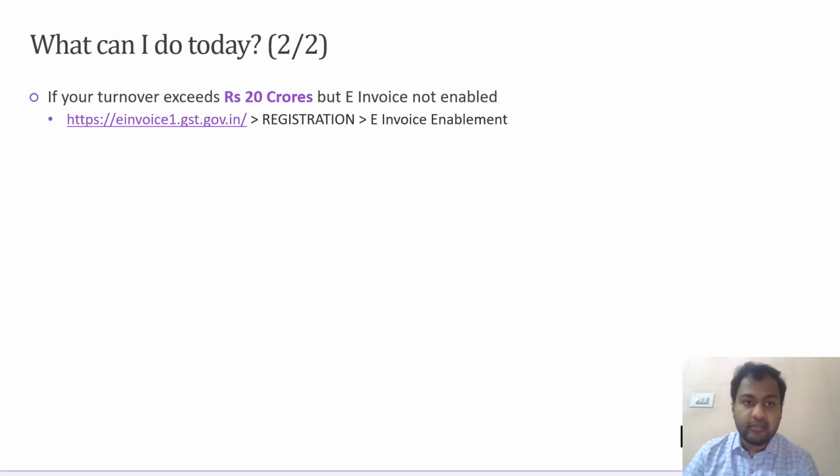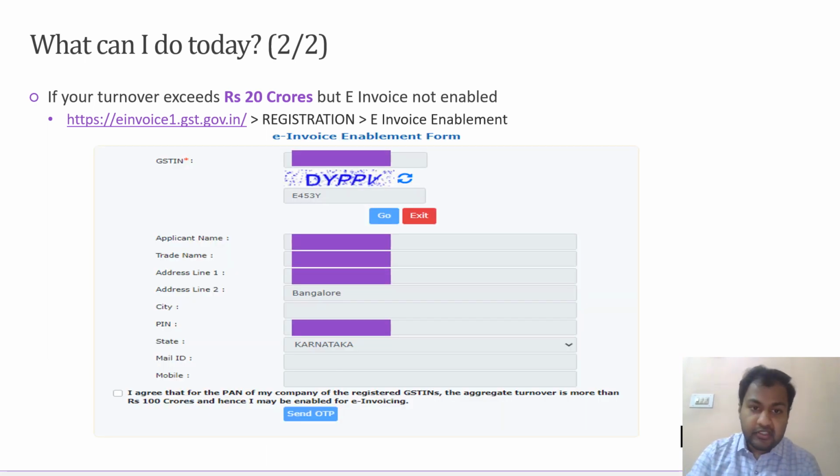Okay, in that case you have to ask for enablement. Now how do you ask for enablement? If your turnover is more than 100 crores and it is showing not enabled, go to another website, einvoice1.gst.gov.in. Not available on trial version, you have to go to the actual website, registration and e-invoice enablement. There they'll ask you some details. OTP will be generated on the registered mobile number. Enter that and it gets validated.